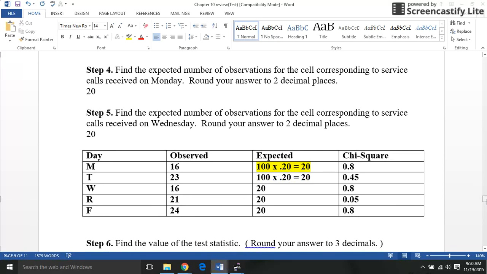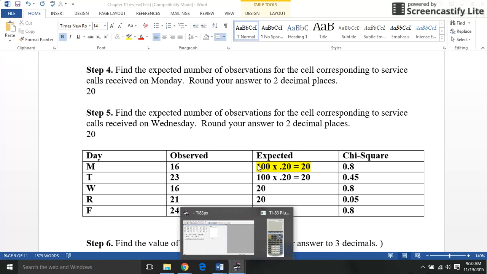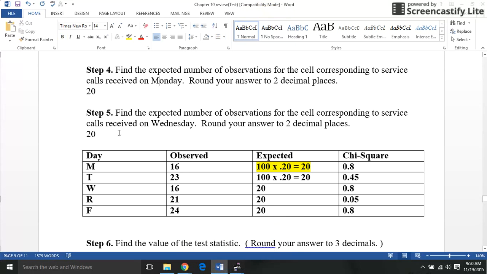So to get my expected number of observations, I went ahead and made a table below to make it easier for us to look at. I have the days of the week, the observed values, which I got from above, and the expected. So to get the expected, I have to use the sample size of 100, which is all the observed added together, times 0.20, which I got, or 1 over 5, and it equals 20. So because all the proportions are the same, these are all going to be 20. So then I can just put 20 for Monday and 20 for Wednesday, because they're all going to be 20.